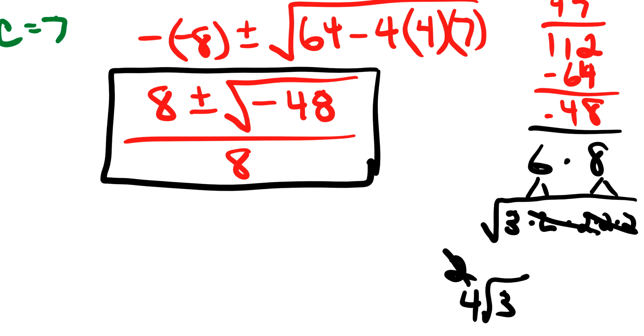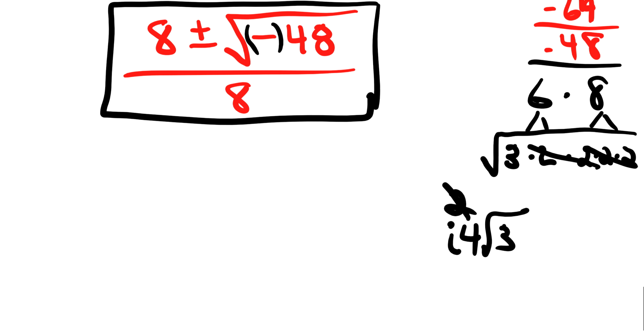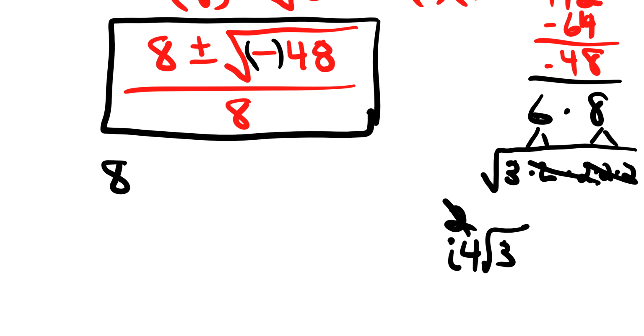So this is going to be 4 root 3, but we also have the square root of negative 1 here. So this square root of negative 1, that's my i. So I'll put it here for now. When I rewrite this mess, I'm going to have 8 plus or minus, and now instead of square root of negative 48, I'm going to have 4i root 3.